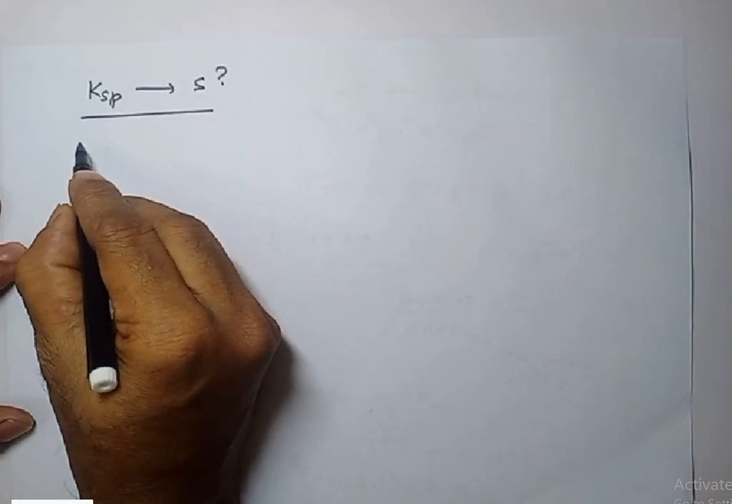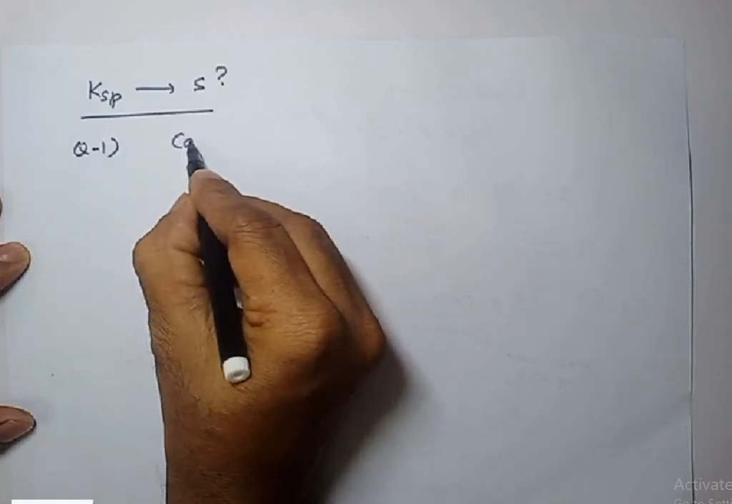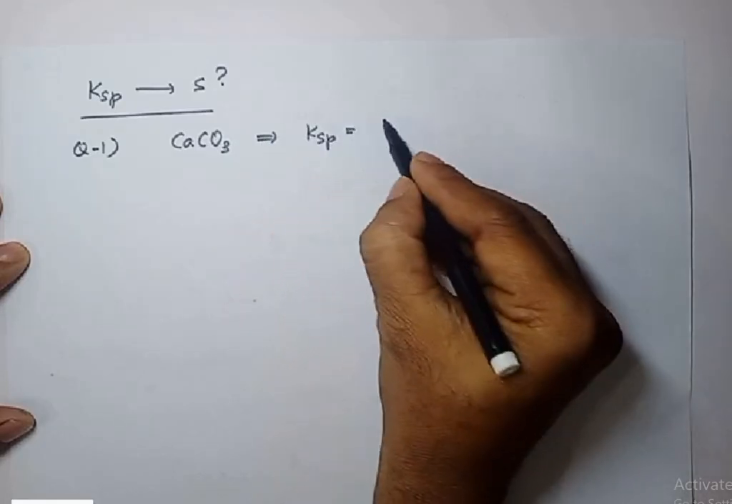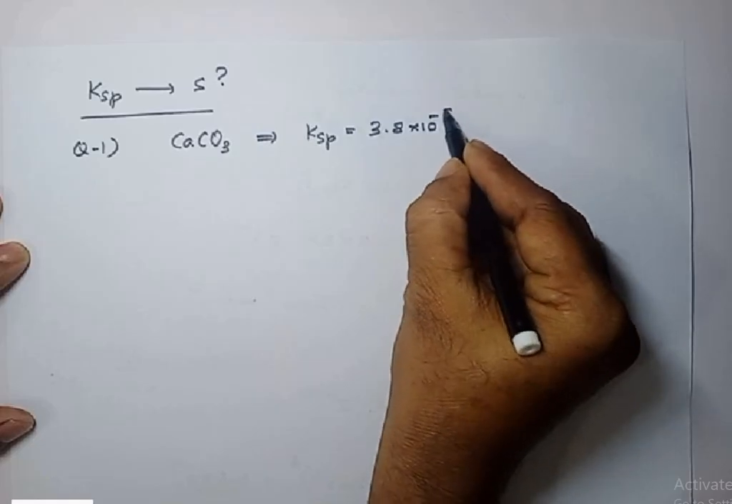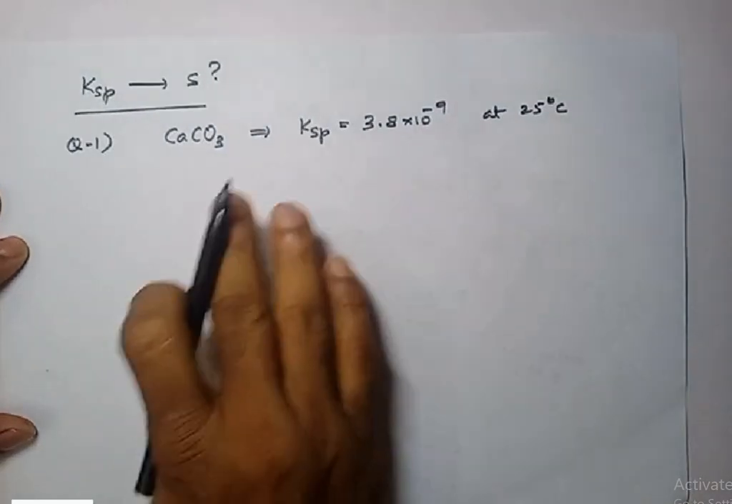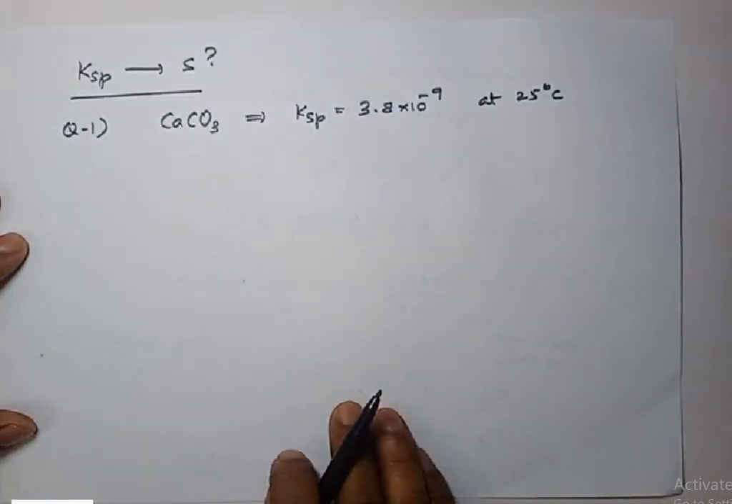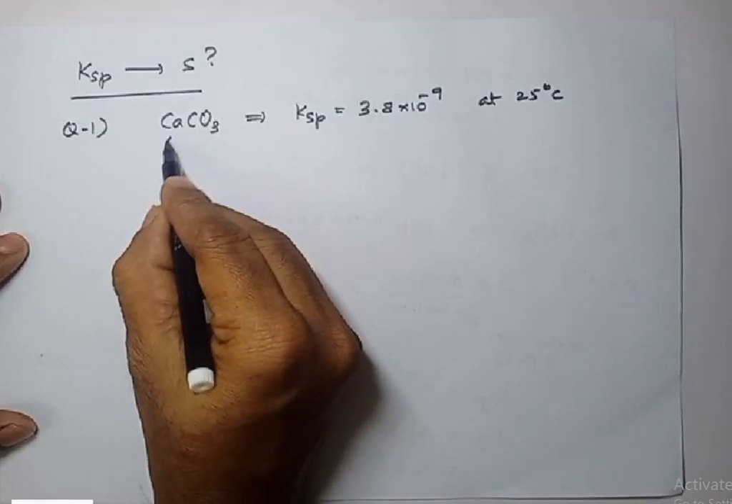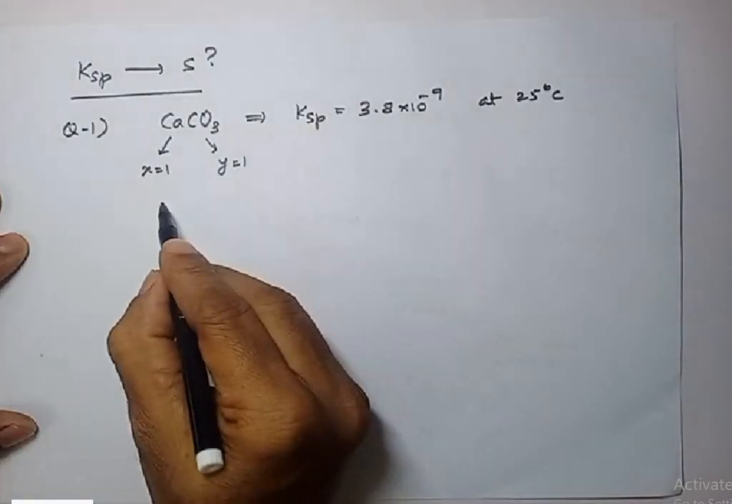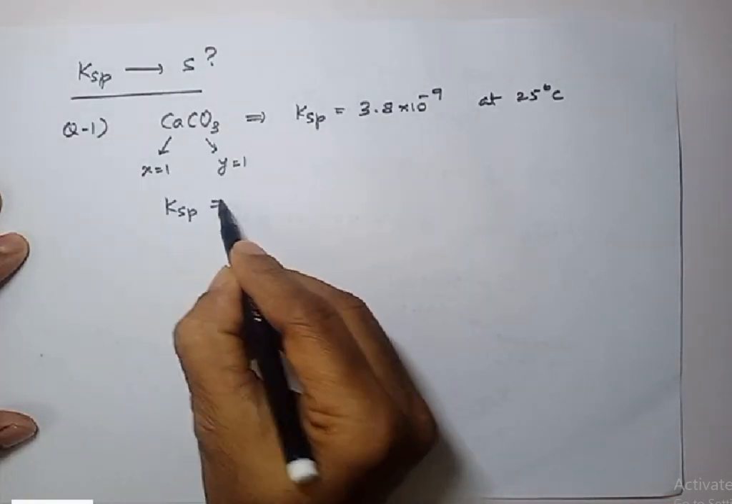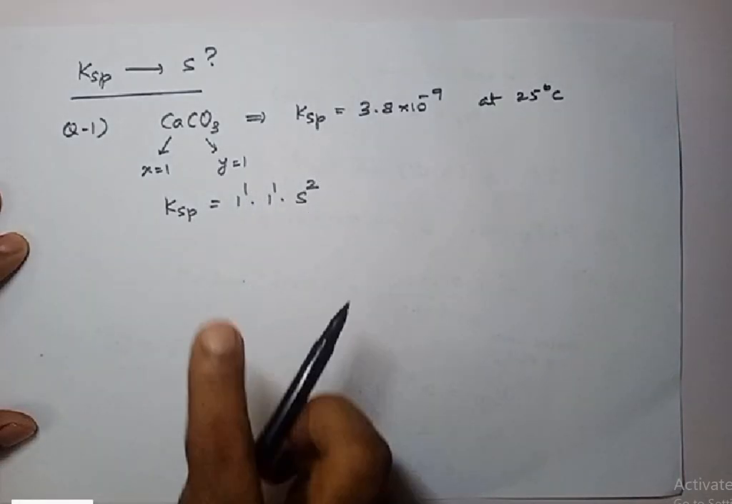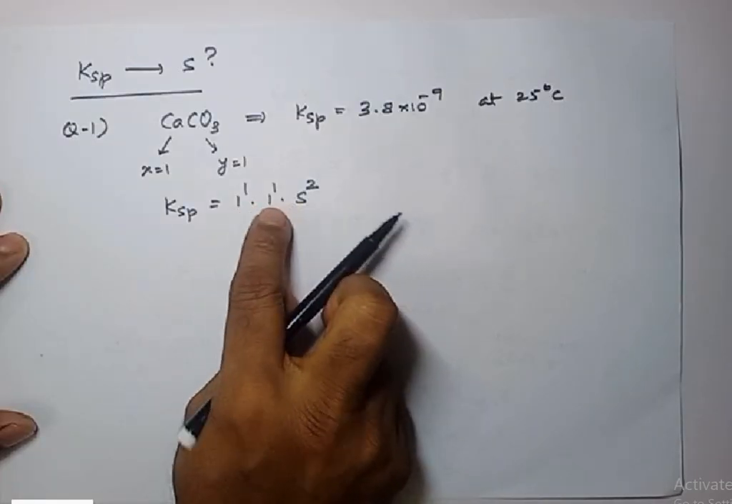Suppose I'll take calcium carbonate. The calcium carbonate solubility product constant is equal to 3.8 into 10 to the power minus 9 at 25 degrees Celsius. Now we need to find out what is the solubility. Calcium carbonate will give one calcium ion, so x equal to 1, and one carbonate ion, so y equal to 1. Therefore, the relation between solubility product and solubility is 1 power 1, 1 power 1, s power 1 plus 1, which is 2. So 1 power 1 is 1, and I'll get s square.